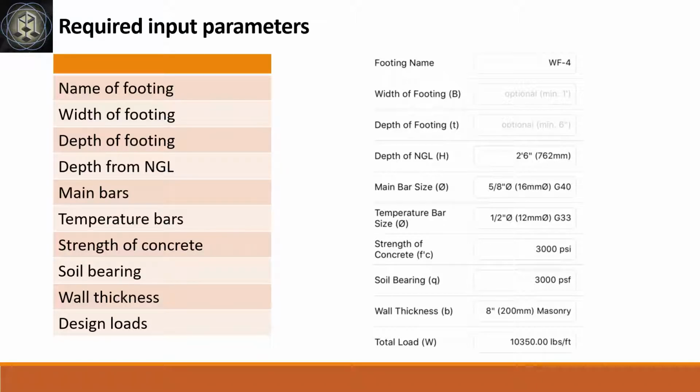Enumerate input parameters required. WF4 for footing name. Depth from natural grade line 2 feet 6 inches. Main bars 5/8-inch diameter bar at grade 40. Temperature bars half-inch diameter bar at grade 33. Strength of concrete 3000 psi. Soil bearing capacity 3000 psf. Wall thickness 8 inches masonry wall and total load of 10,350 pounds per foot.